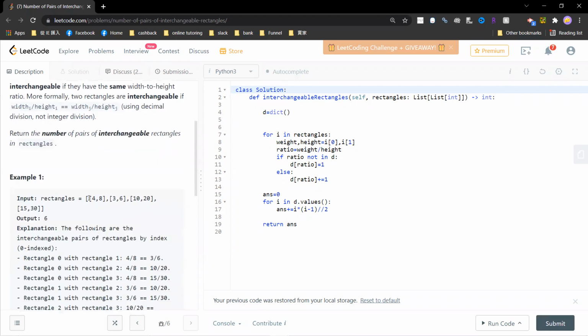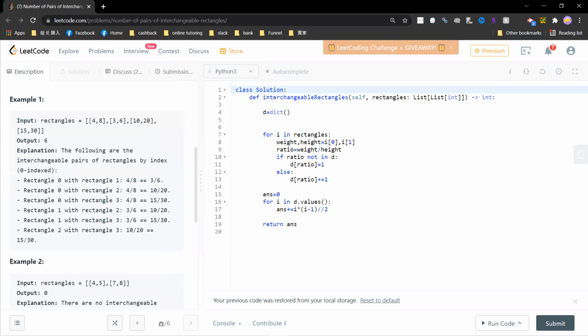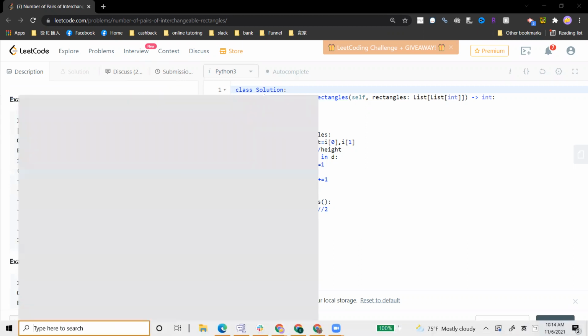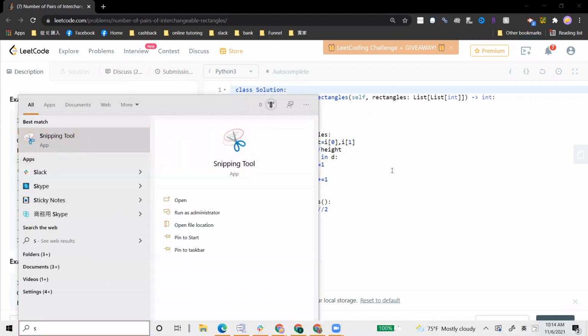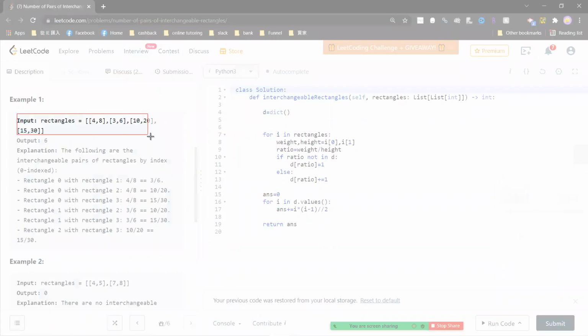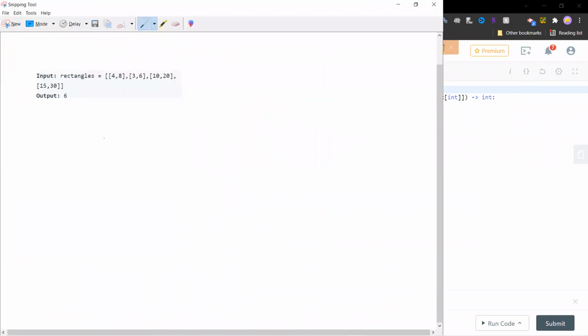For example, 4, 8: the ratio is half. 3, 6: half. 10, 20: half. 50, 30: half. And in total you have 6 pairs. The reason is that this is a simple combinatorics problem, it is trivial. Suppose you have 4 of them, and you need to find the number of interchangeable pairs. You take any 2, because they are all the same. So you just take 4 choose 2.